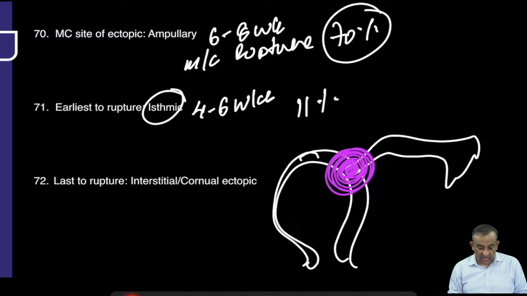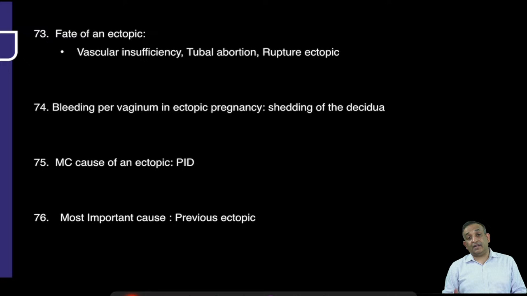Right. Fate of an ectopic. What happens to an ectopic pregnancy? Rupture, not at all. Tubal abortion, second most common. But the most common event which happens with the ectopic pregnancy is that it grows too big for the tube, the tube gets stretched and the blood supply stops and the baby dies. Once the baby dies, the placenta dies, the HCG reduces, and then the corpus luteum in the ovary dies because HCG is gone. And when the corpus luteum degenerates, the endometrium sheds.